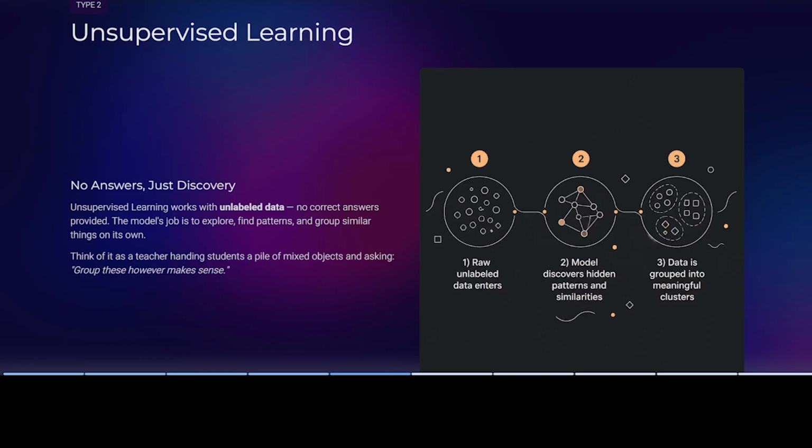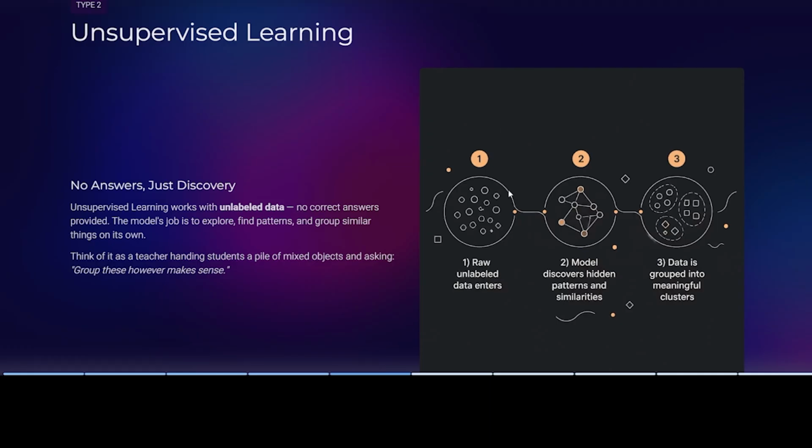The machine does something similar. In unsupervised learning, it analyzes the data and discovers hidden patterns, as well as hidden similarities and relationships. So instead of predicting the correct answer, it explores the data and organizes it.